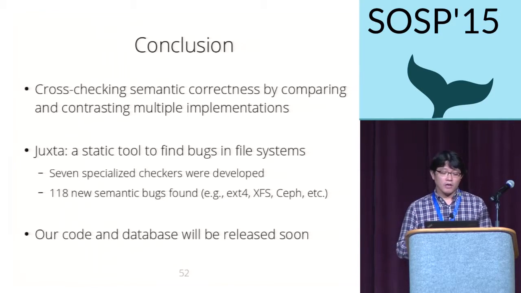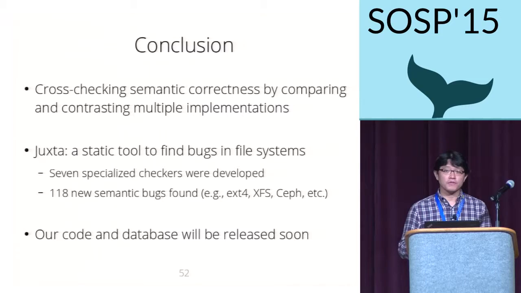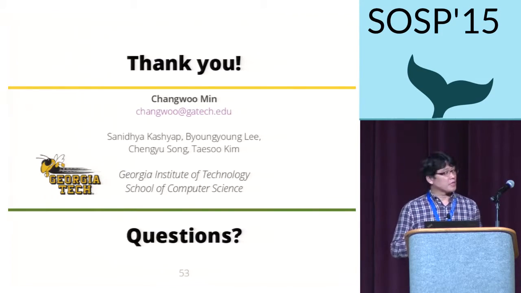To conclude, in this work, we tested the approach of comparing multiple software implementations to help find bugs. And we built a tool named Juxta to find bugs in file systems. We will open all of our source code and databases soon. This is the end of my talk. Thank you very much. I will take your questions.